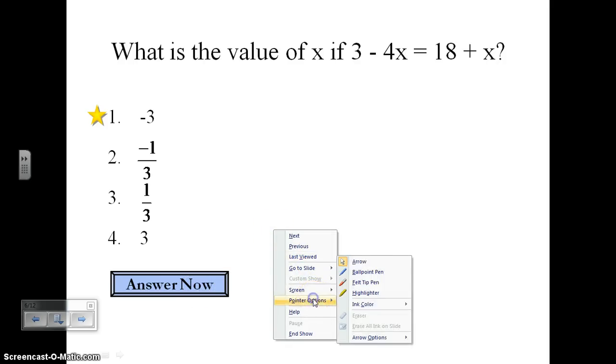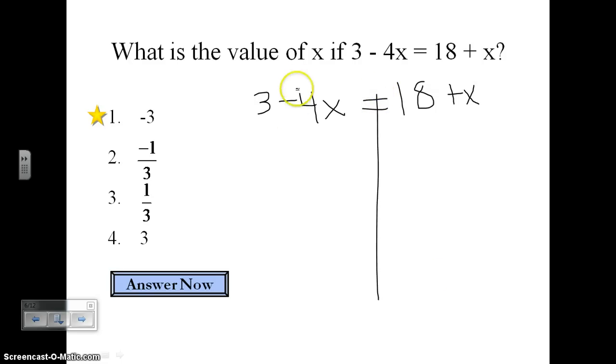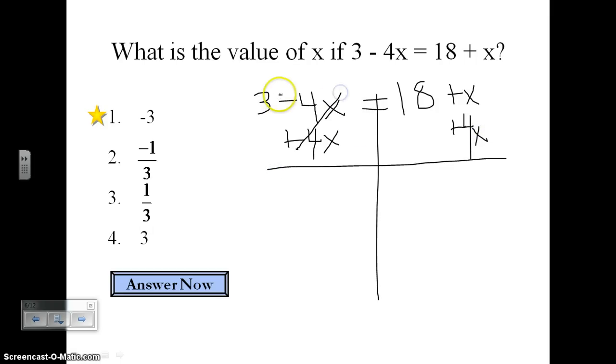So if I was to work this one out, I would have 3 minus 4x equals 18 plus x. So I would draw my river. Now, this negative 4x, because it's negative, it's my smallest one, so I'm going to move that one over. So it would be a positive 4x and a positive 4x. This cancels out, and I'm left with 3 equals 18.